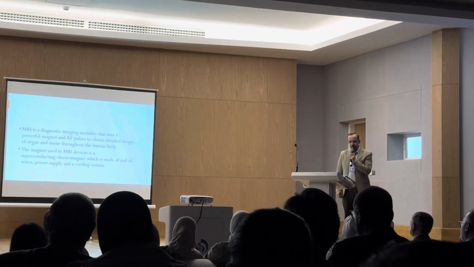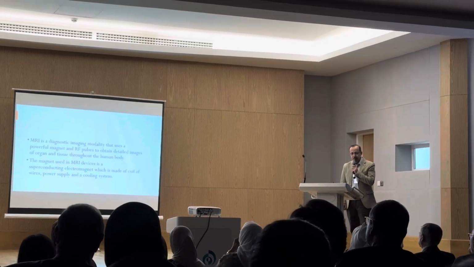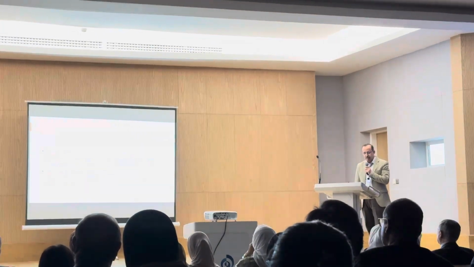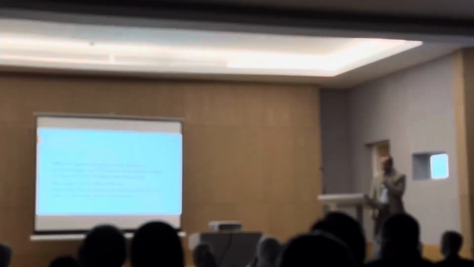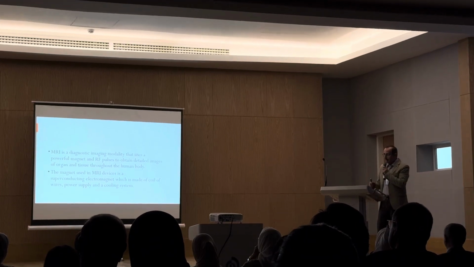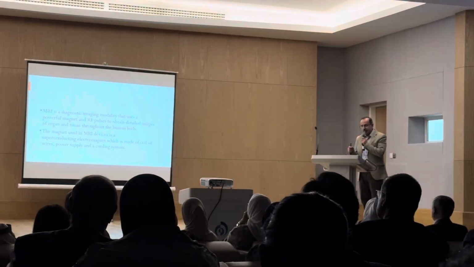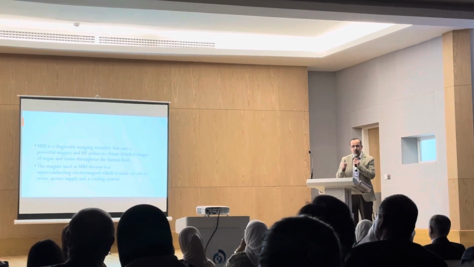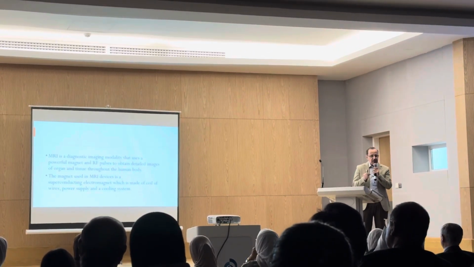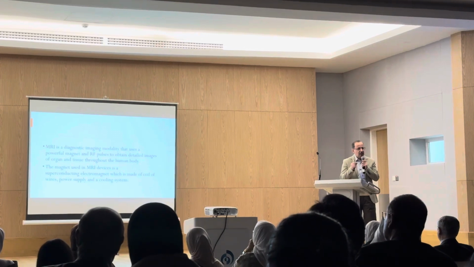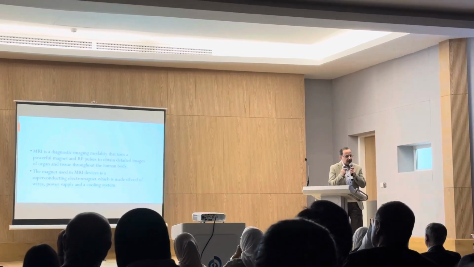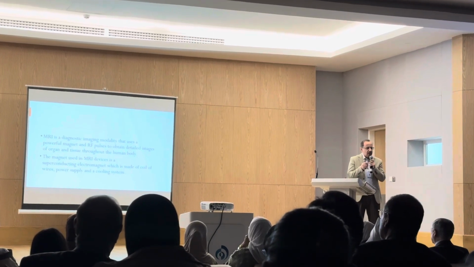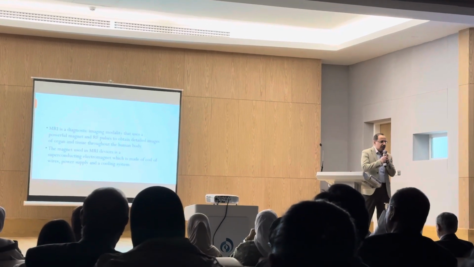MRI, briefly, is a diagnostic imaging modality that uses a powerful magnet and RF pulses to obtain detailed images of organs and tissue throughout the human body. The magnet used in an MRI device is a superconducting magnet, which means it is a powerful, high-strength magnet produced by passing a high-intensity electrical current through a group of coils of wires. These wires are called superconducting wires.